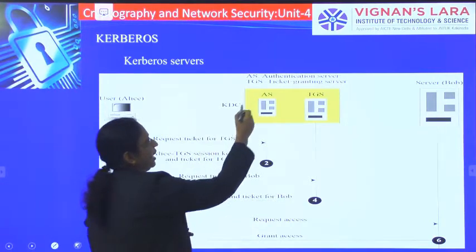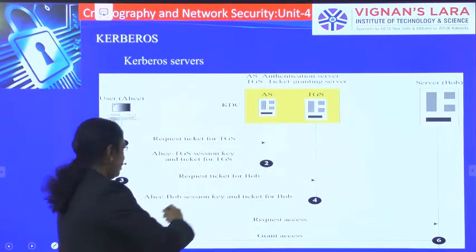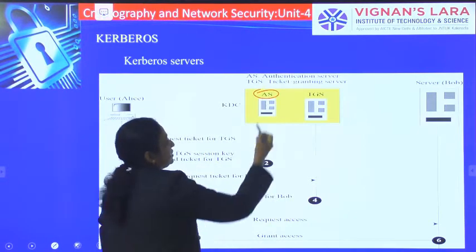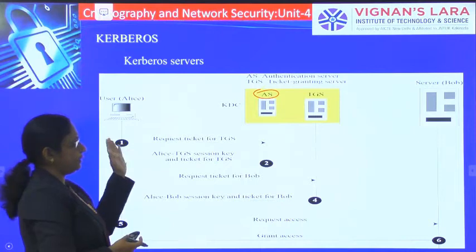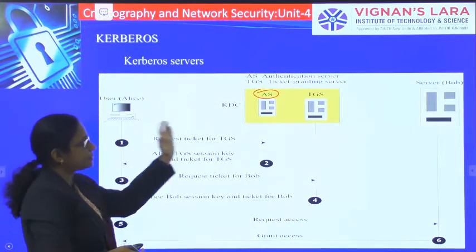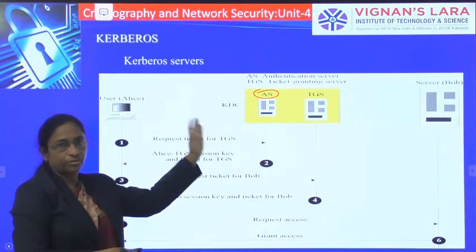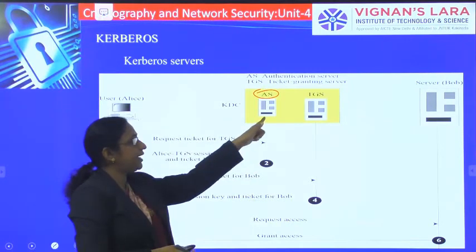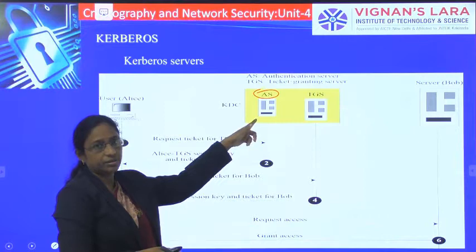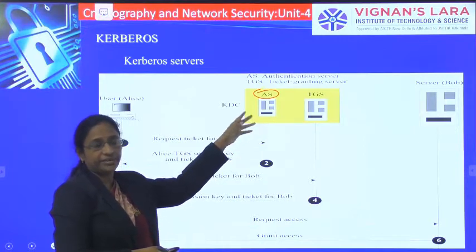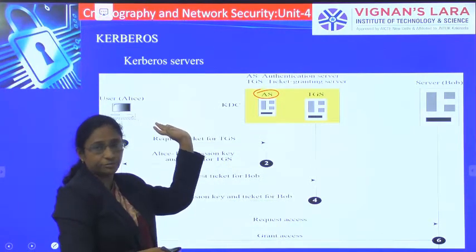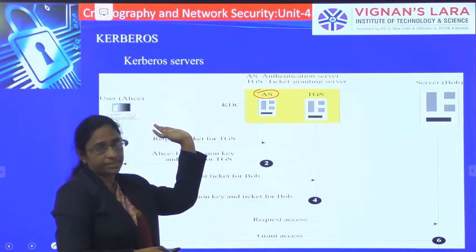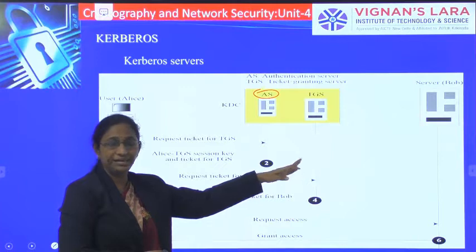So you have an authentication server. This authentication server authenticates the users. Whoever wants to access the server is first authenticated at the authentication server. Authenticated in the sense that they check if that particular user is eligible to use that server, if that person has the permissions to access that server.